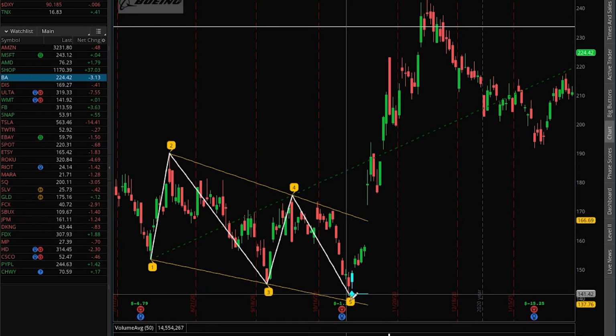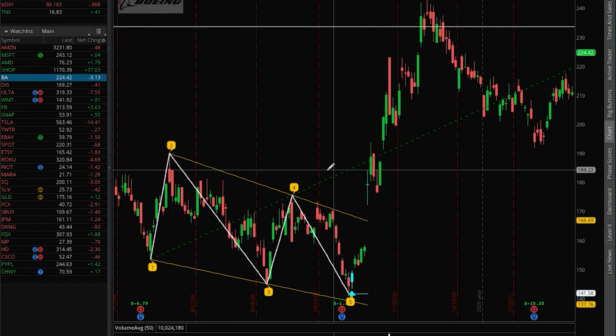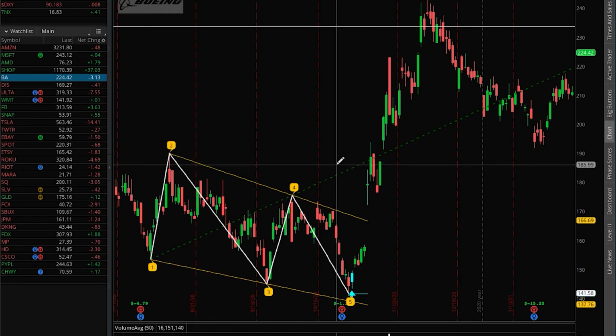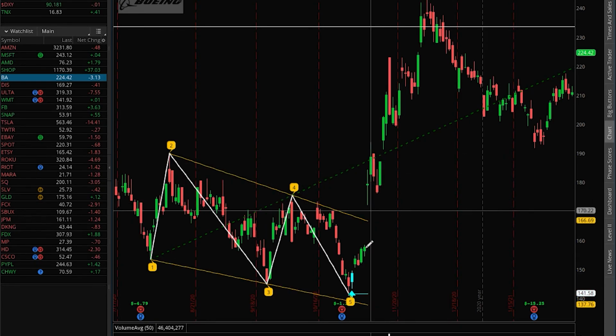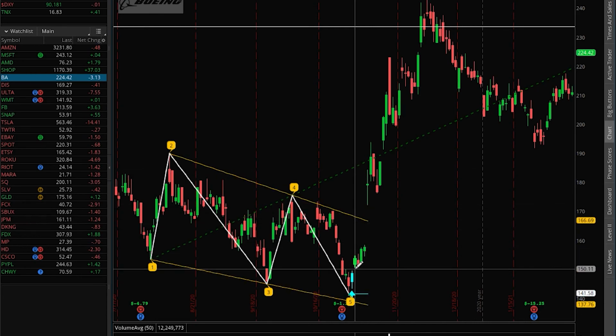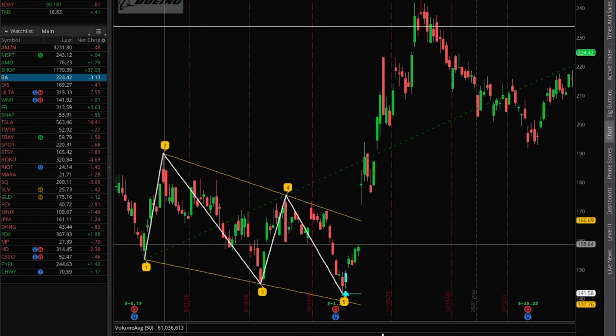In this case, Boeing did hit its EPA, this green line right here, which was around $188. The Wolfe wave indicator was able to identify this pattern and caught a huge $40 move on Boeing, which turned out to be an amazing trade. And yeah, that's basically it for the review of the Wolfe wave indicator.